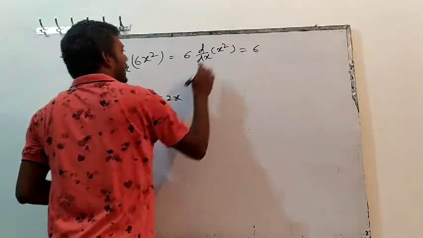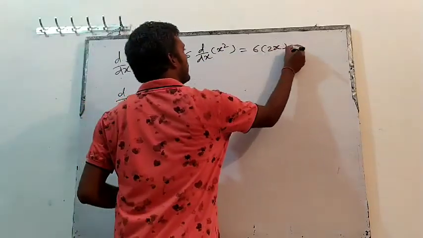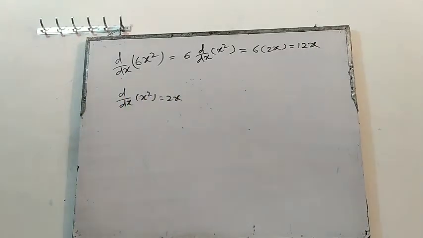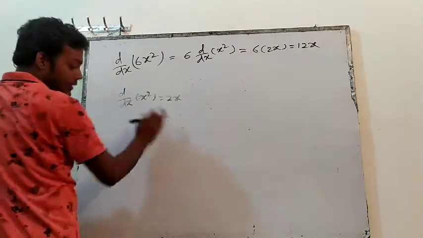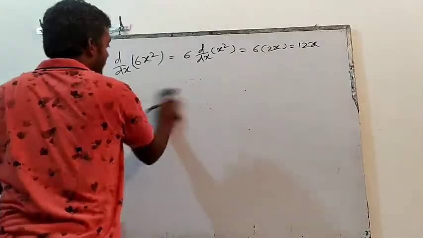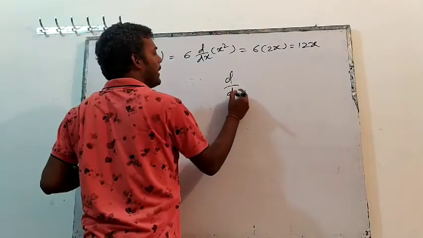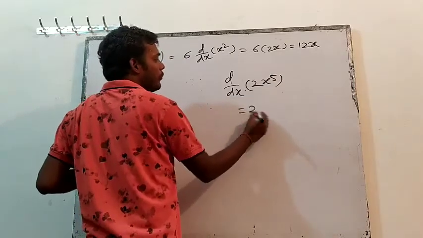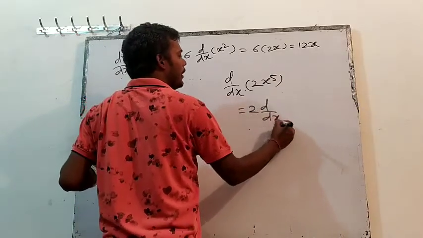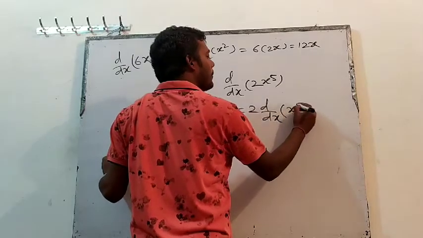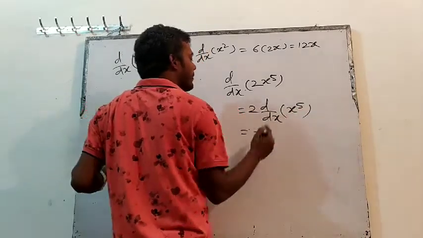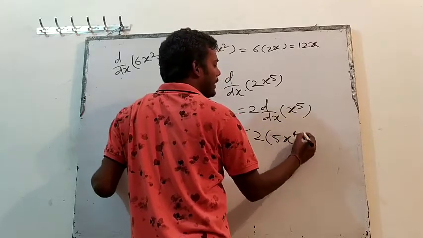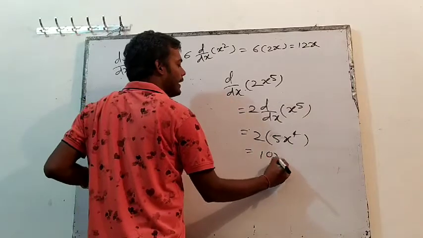So now 6, and the differentiation of x square is 2x. So this will be how much? 12x. Is it clear? For example, tell me this: differentiation of, tell me fast, 2x to the power 5. What will be this? 2 is a constant, so 2 will be outside the differentiation. We have to differentiate only x to the power 5, because 2 is constant. So the differentiation of x to the power 5 is 5x to the power 5 minus 1, that is 5x to the power 4. So this will be 10x to the power 4.